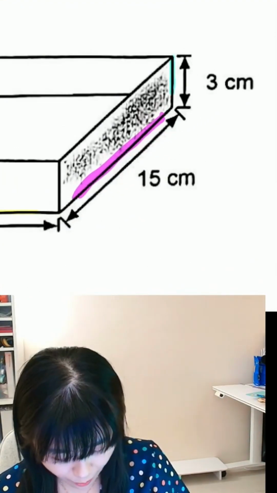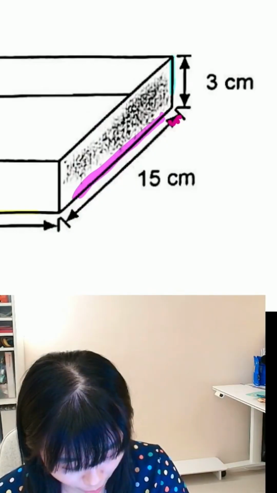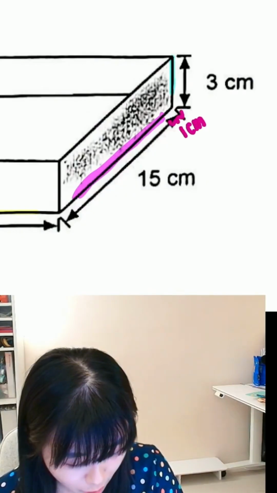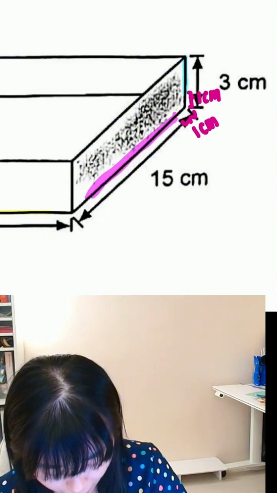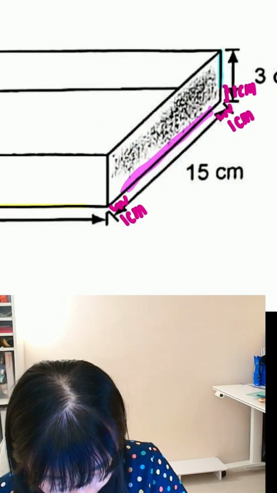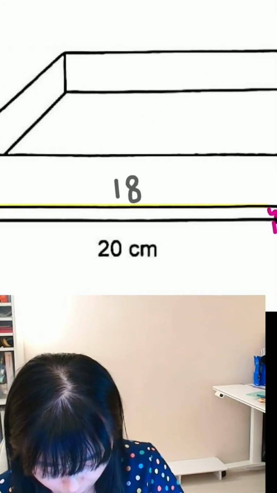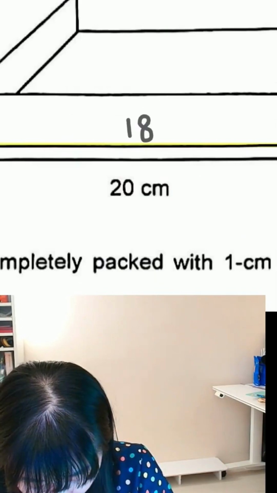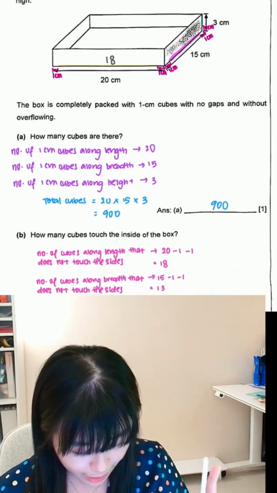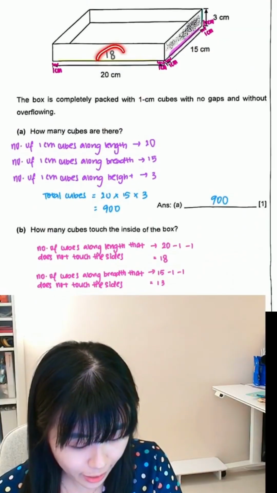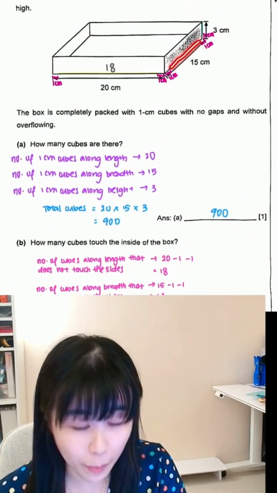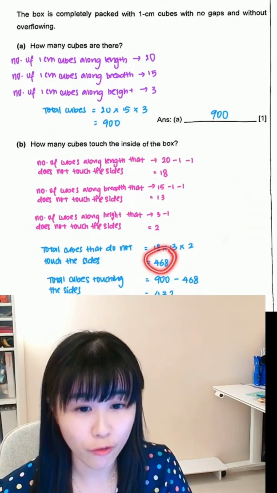Basically, the 1 cm I minus away, right? I'm going to show you in a bit why I minus. I minus away 1 cm here. I minus away 1 cm here, and here, and here. Okay, and I minus away 1 cm here. Then what I do with these 3 things, right? I times together. I take 18 times 13, the pink color part, times 2. I will find 4, 6, 8.